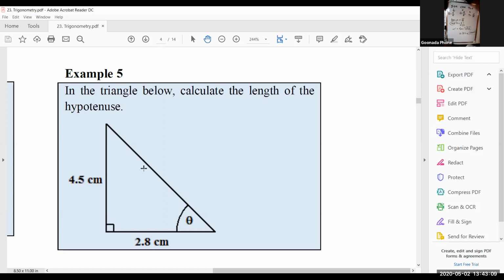Now, in this case, as you can see, we have to find the hypotenuse, right? Now, you can use the Pythagorean theorem here, if you so desire, or you can use trigonometry as well. The easier thing to do is to use the Pythagorean theorem, right?